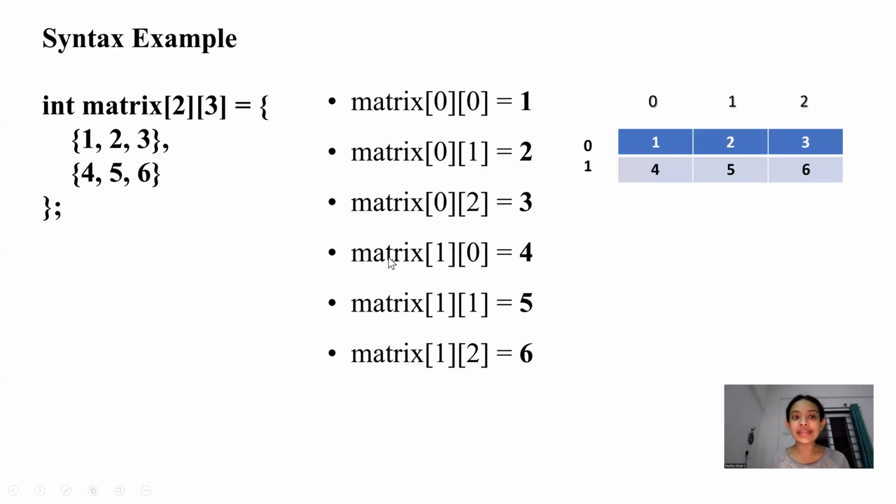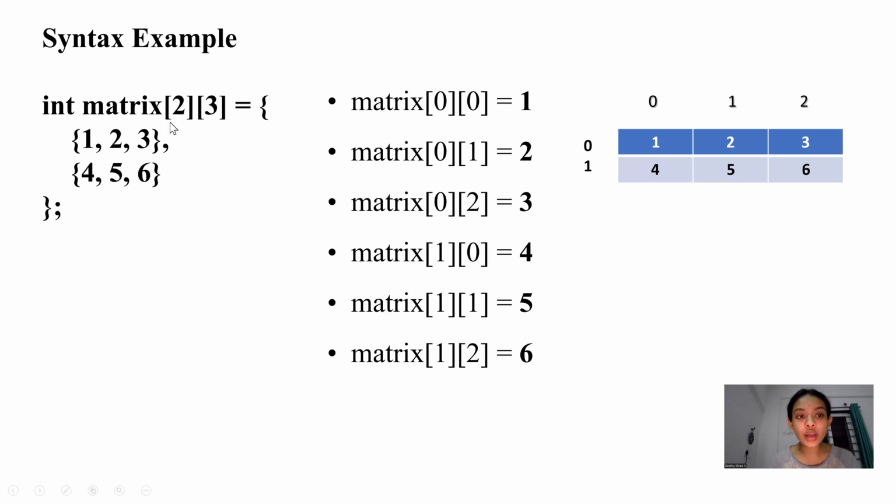So what is the syntax? A syntax example is listed here. int matrix, square brackets, and in the square brackets we have 2 and 3. What does it represent? The first one represents the row, the second one represents the column. So 2 rows and 3 columns, but the index starts with 0, 1, 2, like that, and we have 3 columns.